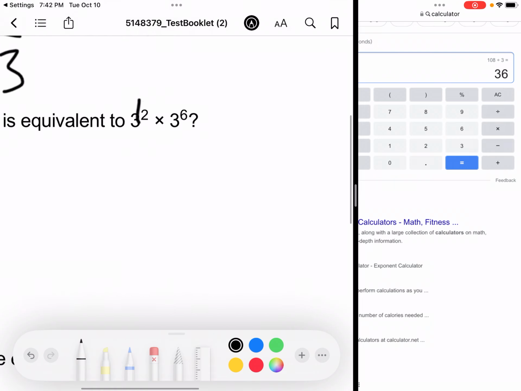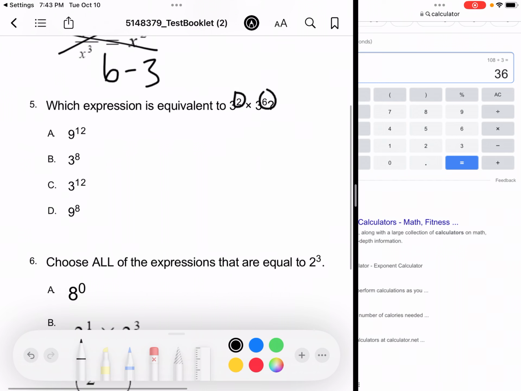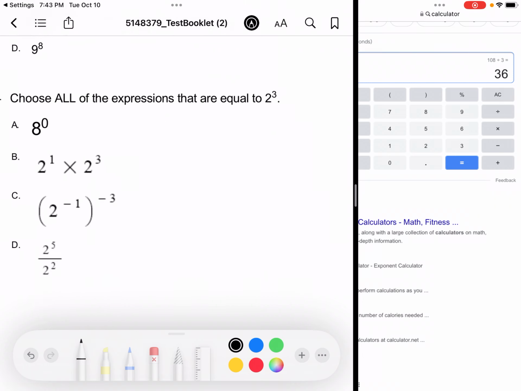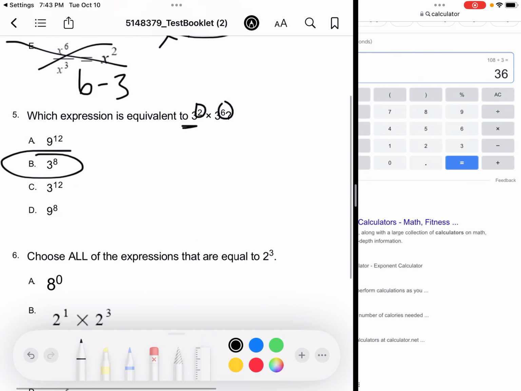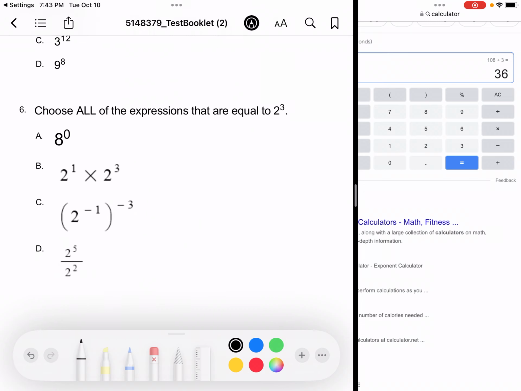I'm going to add my two exponents. 2 plus 6 is going to give me 8. So I've got 3 to the 8th power. Remember, you're not changing the base. You keep the base the same.